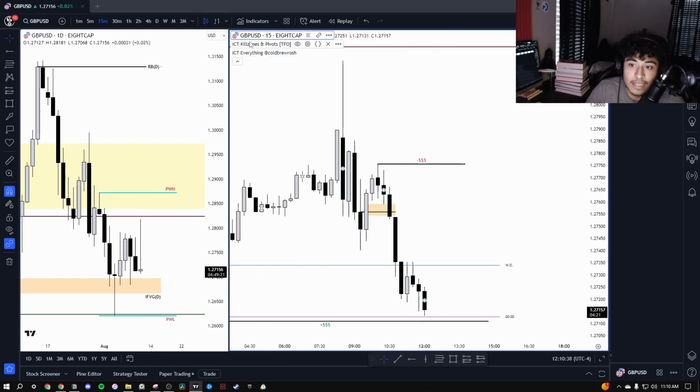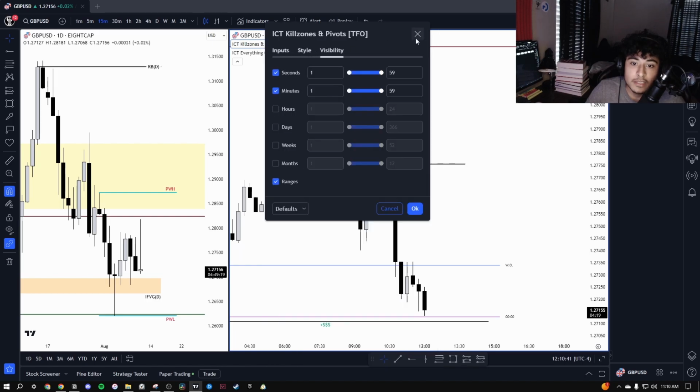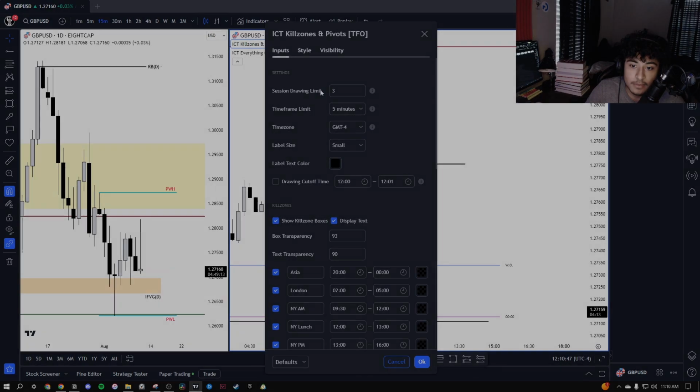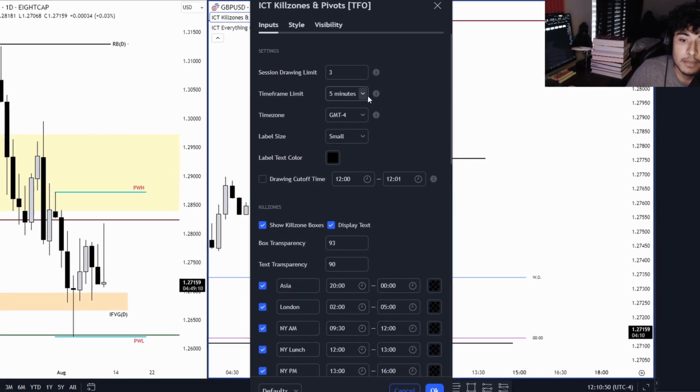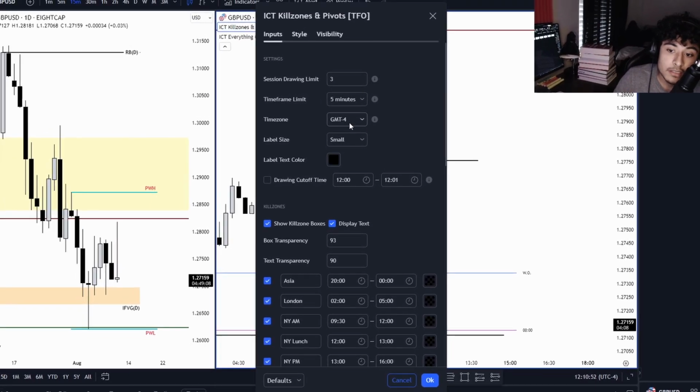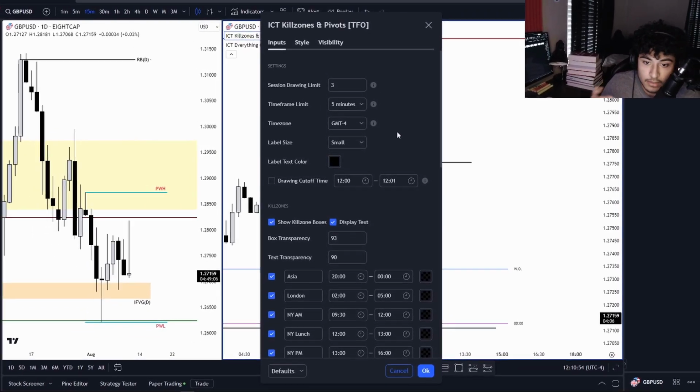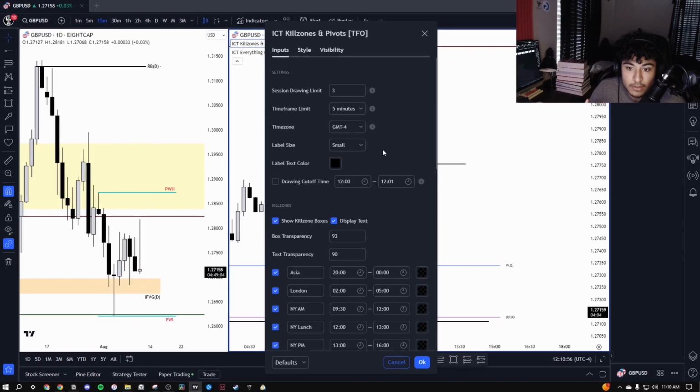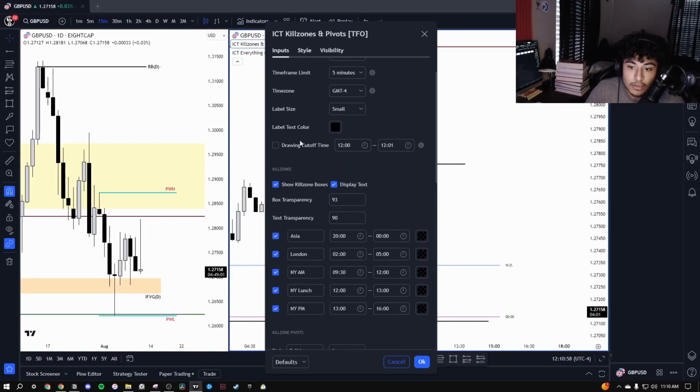And then I have ICT kill zones and pivots. Visibility, I don't see this on the hourly, only in the minutes and the seconds, and I have all that filled up. Session drawing limit 3, 5 minute time frame and below, basically. GMT-4, New York time, that's kind of what I use. I even have it on my chart, New York time only. Label size small, and drawing cutoff time, I took it off. Show kill zone boxes and display text, and 90, 93.